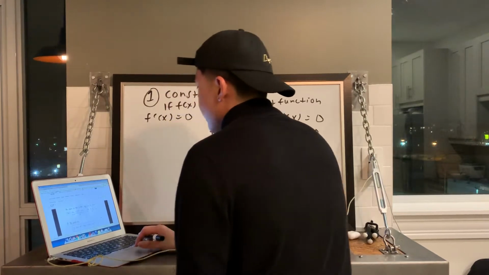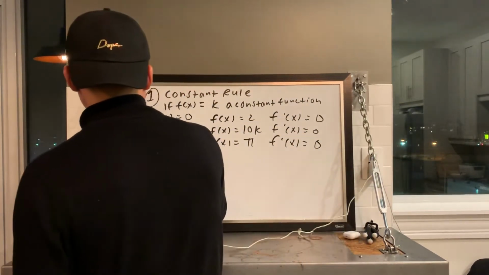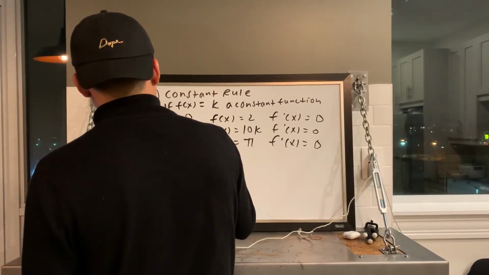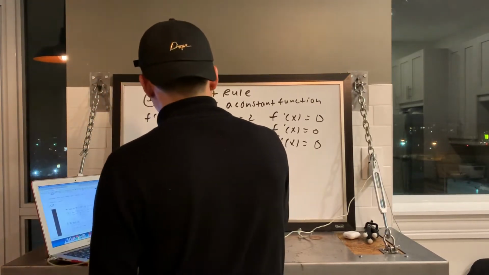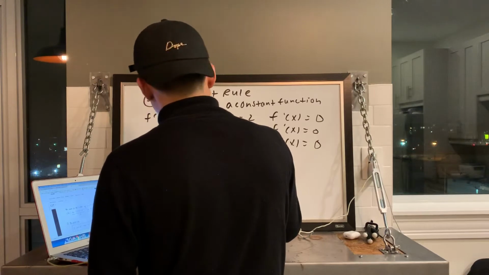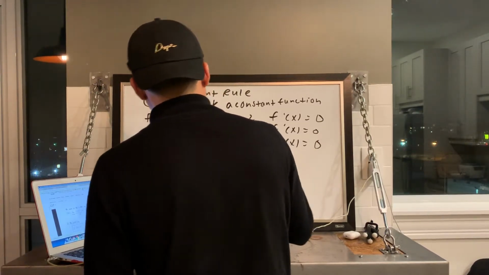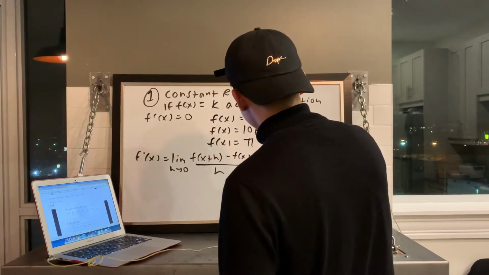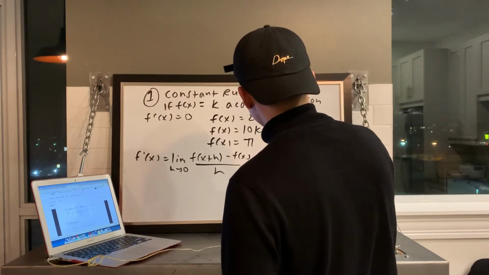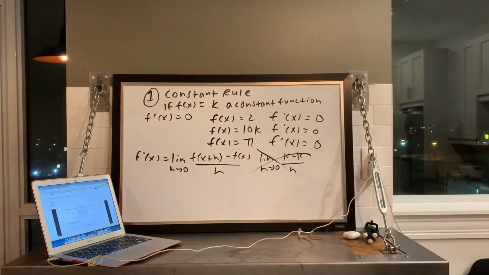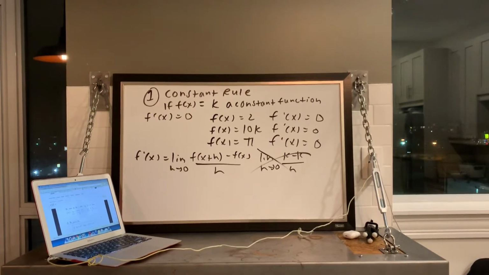The reason for this is that if you did f prime of x as the limit as h approaches 0 of f of x plus h minus f of x over h, you just have the limit as h approaches 0 of k minus k over h, and that would all go to 0. That's the whole point. You just have two constants subtracting each other, so it all goes to 0.